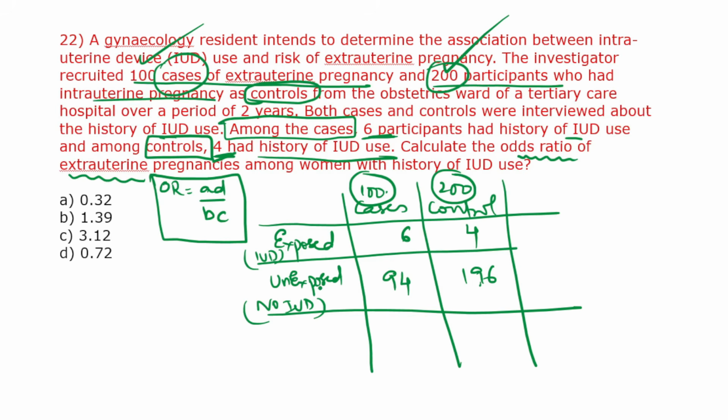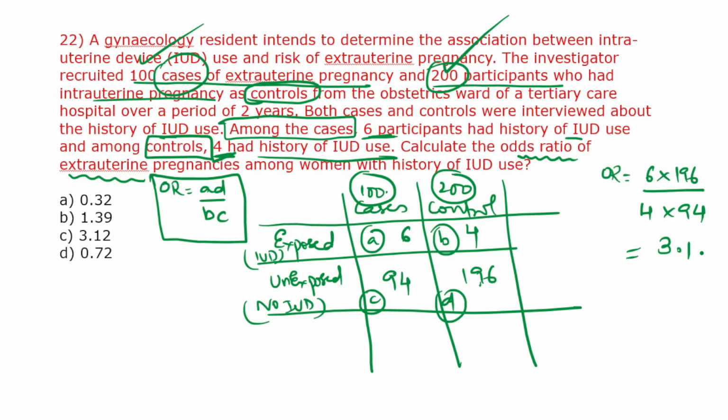Now let us substitute all the numbers into AD by BC. Odds ratio is equal to AD by BC. This is A, this is B, this is C, and this is D. So AD is 6 into 196, divided by BC, 4 into 94. If you calculate the whole thing, it will come to around 3.127. So this is the answer for this question.